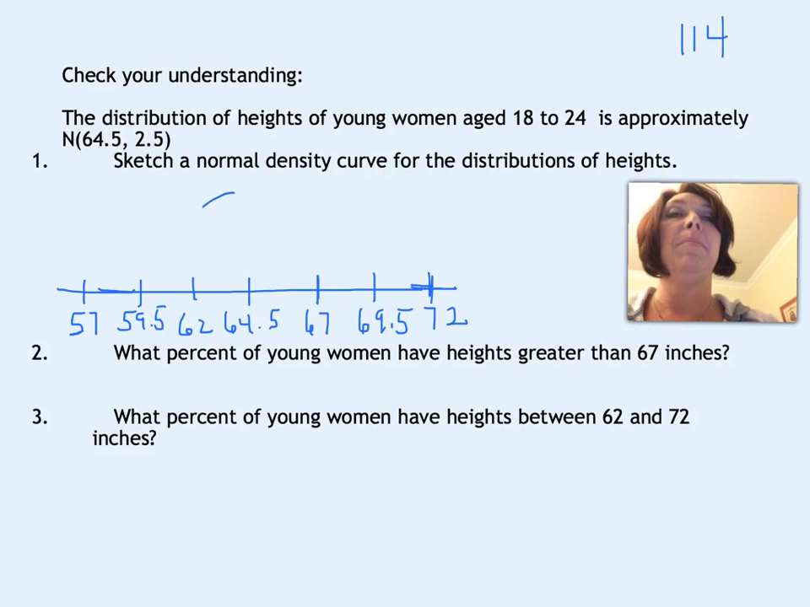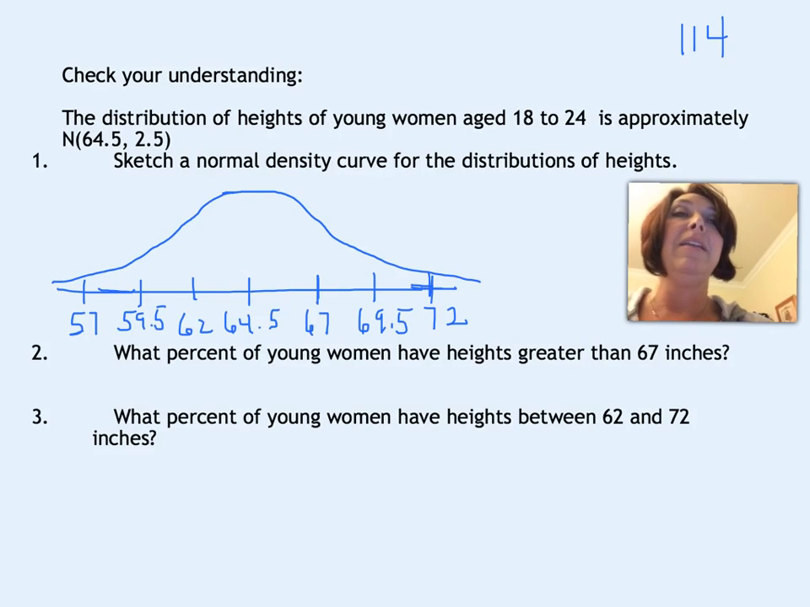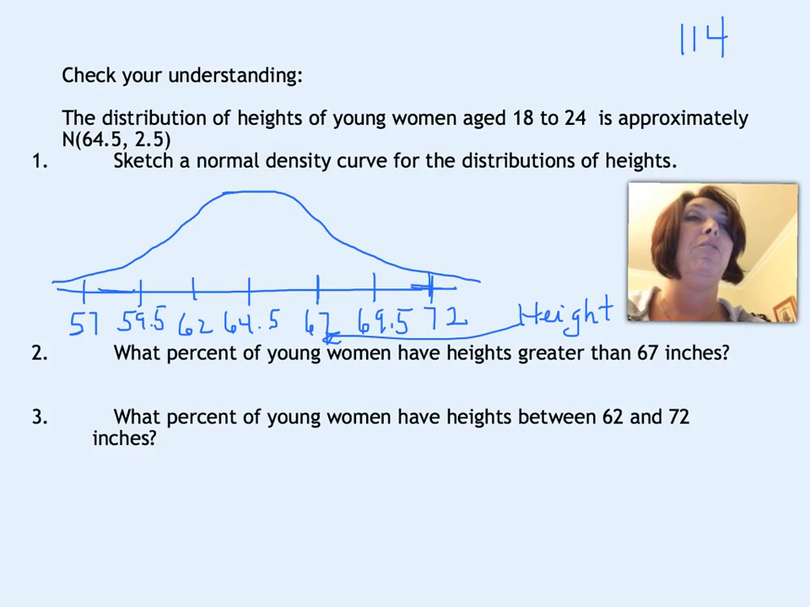So here's the top of my curve going down, and going down again. I know it's not pretty, but I have basically sketched it. Now remember, I always want to annotate. So down here, this is the height in inches. Here's my normal curve. You can see my mean and median, which should be in the middle and should be the same. So what percent of young women have heights greater than 67 inches?